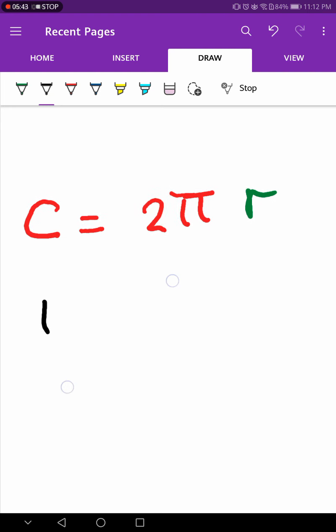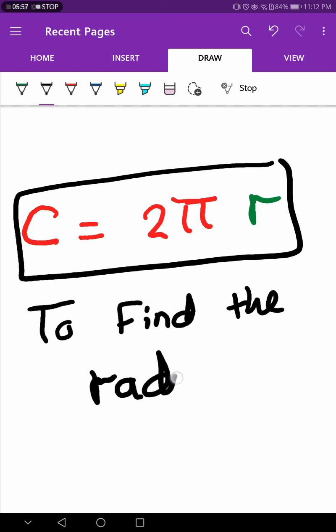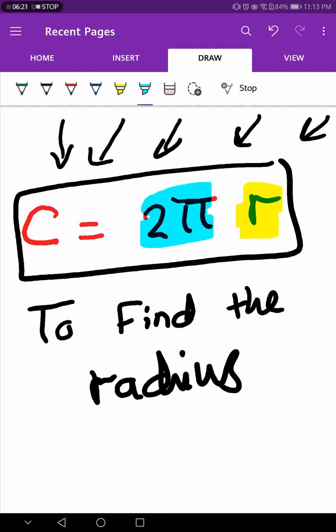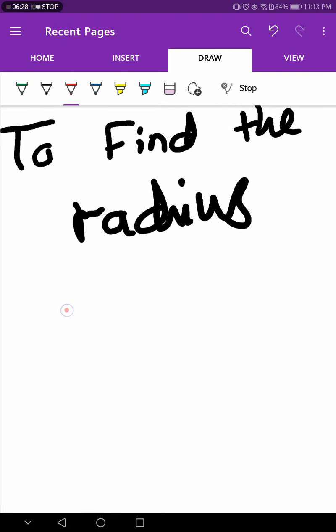We know how to find the circumference. Done? Done. Now, the second issue is to find the radius. To find the radius, how can I find it from this equation? We learned how to solve any equation for a variable, and this time for r. We said the 2 pi is the coefficient of r. Let me rewrite it here again: to find the radius, C equals 2 pi r.